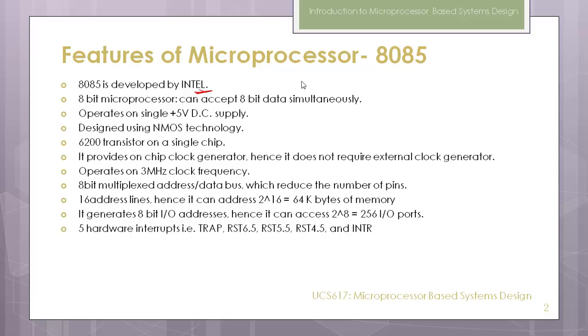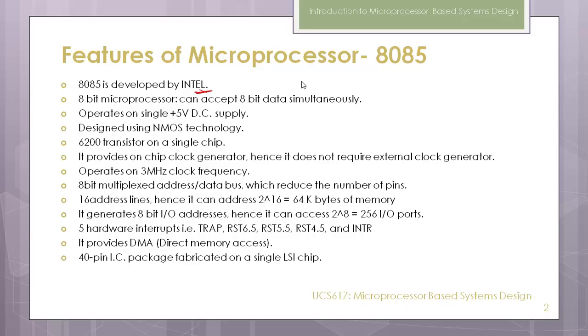Next, it has 5 hardware interrupts: TRAP, RST 7.5, RST 6.5, RST 5.5 and INTR. It provides the direct memory access technique. It is a 40-pin IC package fabricated on a single large-scale integrated chip. Its clock cycle is 320 nanoseconds. It has 80 basic instructions and 246 opcodes. Now, these are the features of microprocessor 8085.